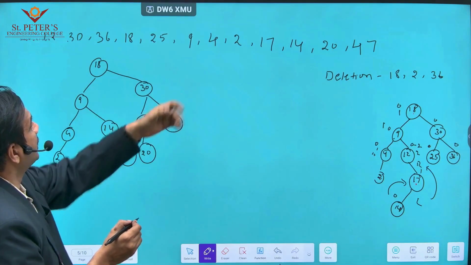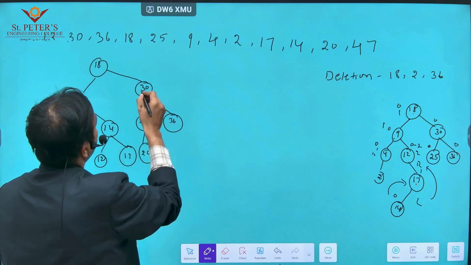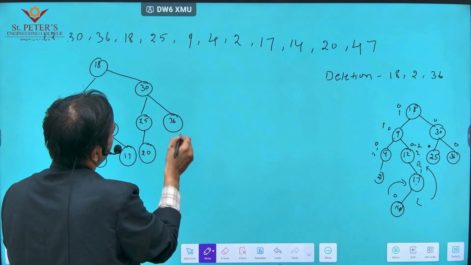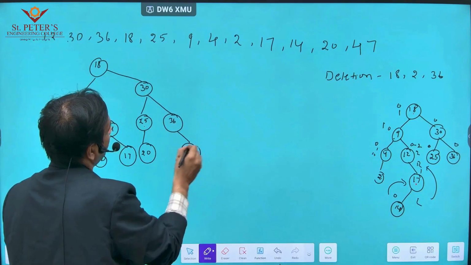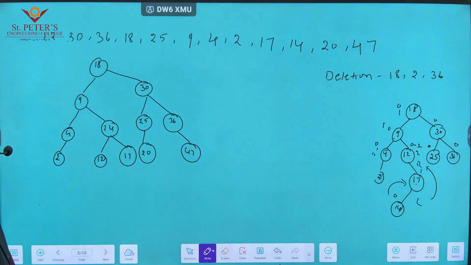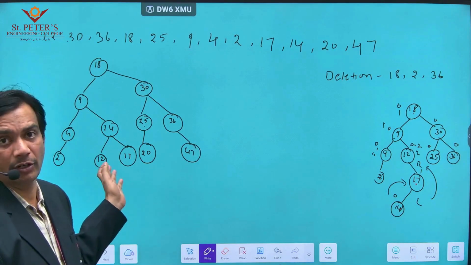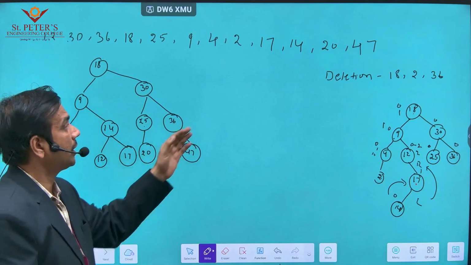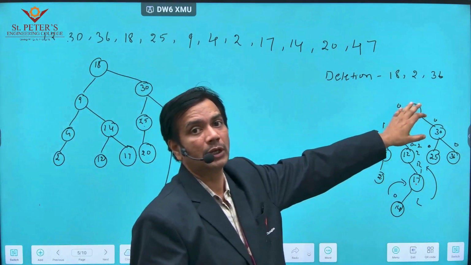So now finally we can insert 47. It is a bigger element, so it goes to the right hand side, right hand side. So finally it is stored as the element 47. So this is the final insertion operation. Now we perform the deletion operation on 18 to 36.